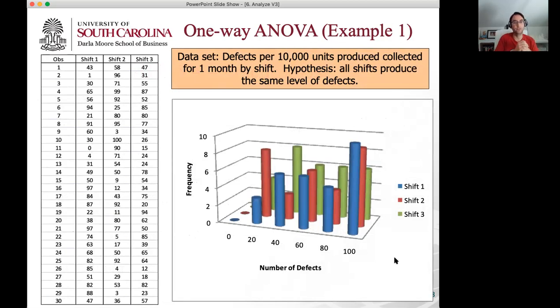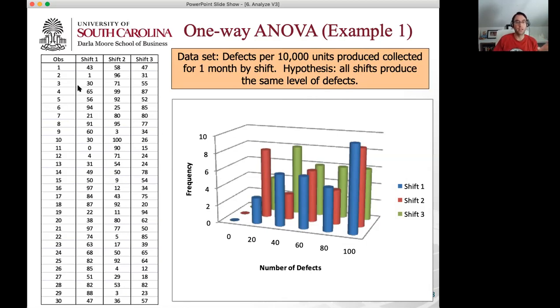And here I have 3 shifts. And the question is, is there a difference between those shifts, right? Is the mean different for this shift in terms of my level of defects? So the data is defects per 10,000 units produced and shipped for 1 month. Do all shifts produce the same level of defects, right? So that's our null hypothesis. And our alternative hypothesis is that there is any shift that has a different number of defects than any other one, right?